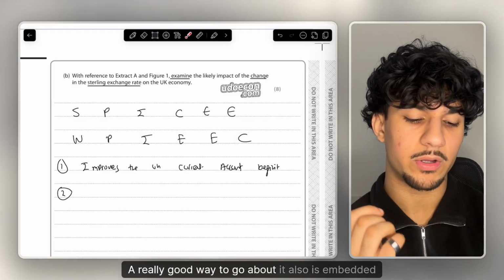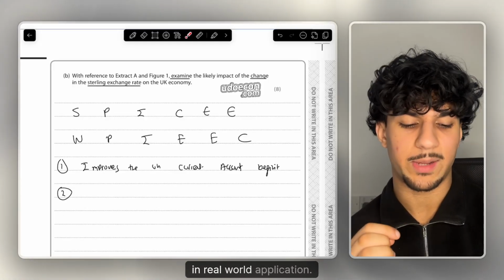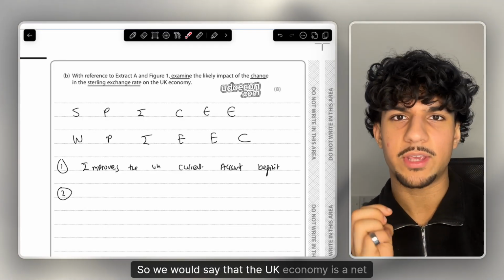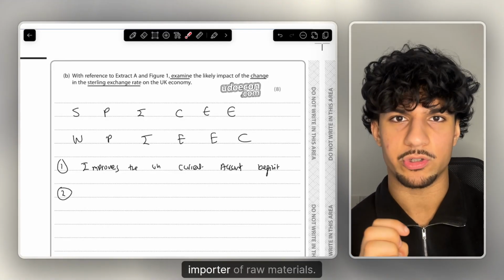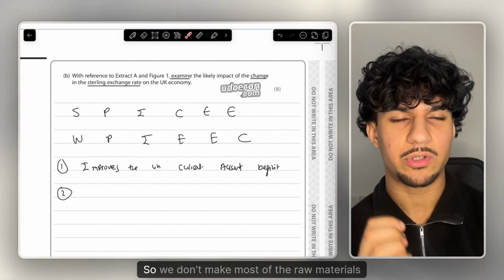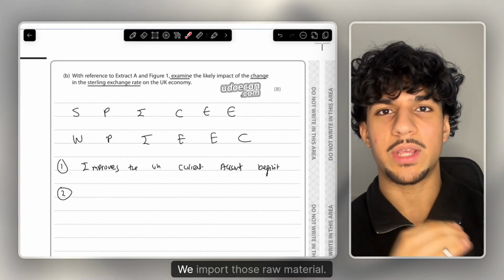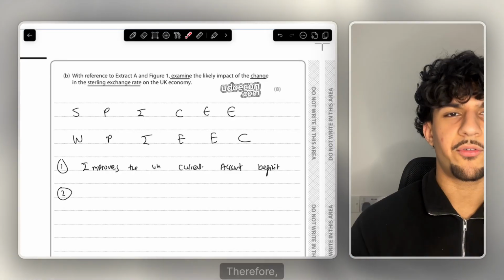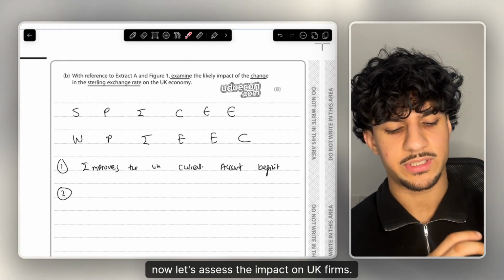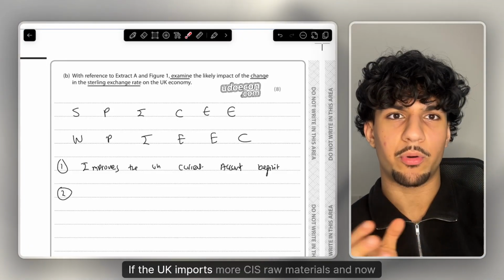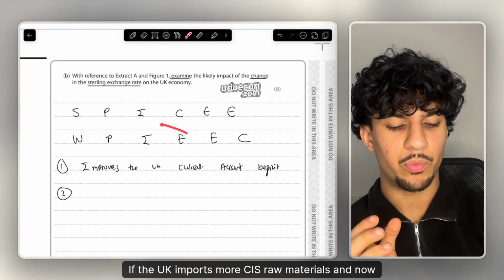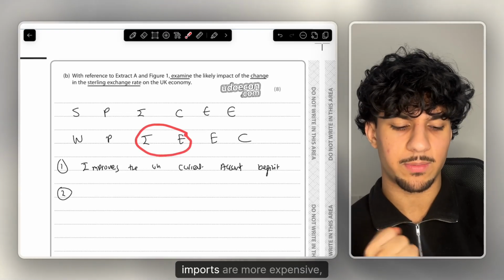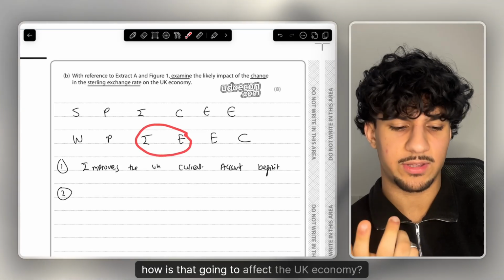A really good way to go about it also is embedded in real-world application. We would say that the UK economy is a net importer of raw materials. So we don't make most of the raw materials ourselves, we import those raw materials. Therefore, now let's assess the impact on UK firms. If the UK imports most of its raw materials, and now with the depreciated exchange rate, imports are more expensive, how is that going to affect the UK economy?